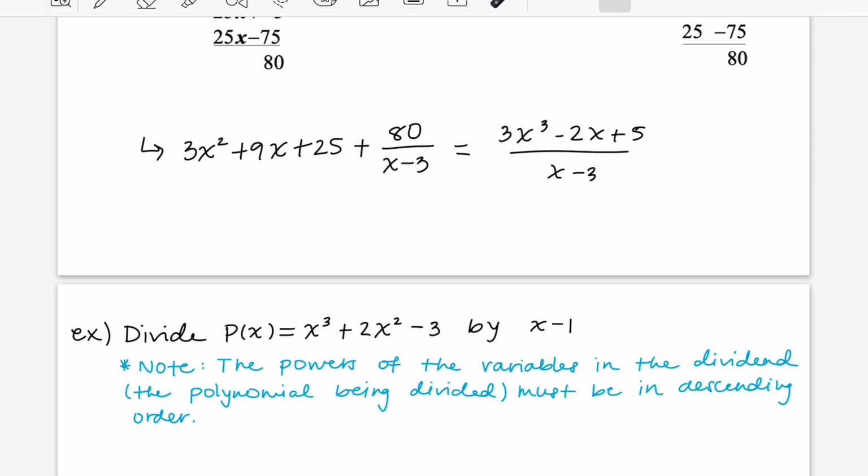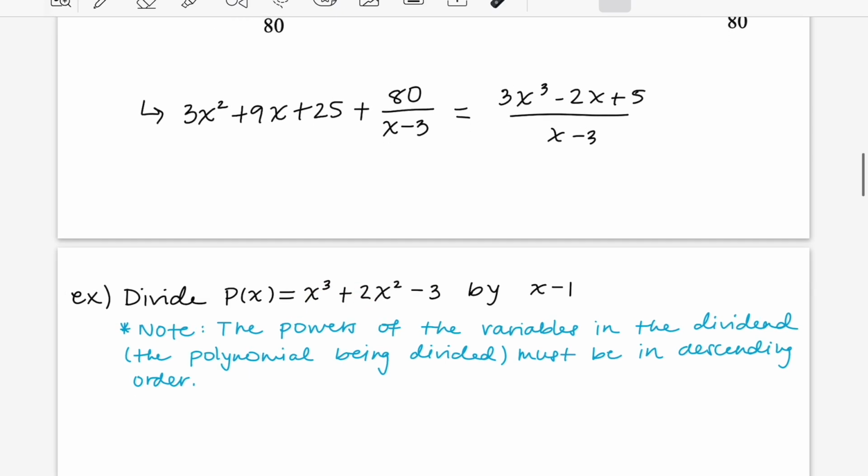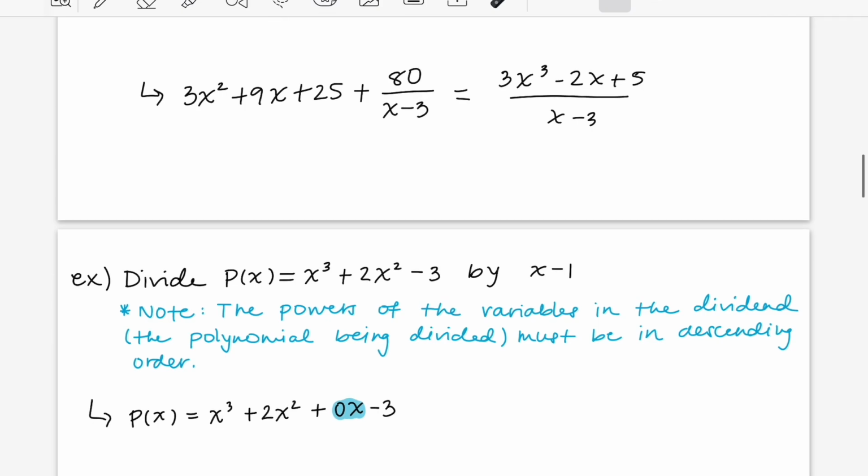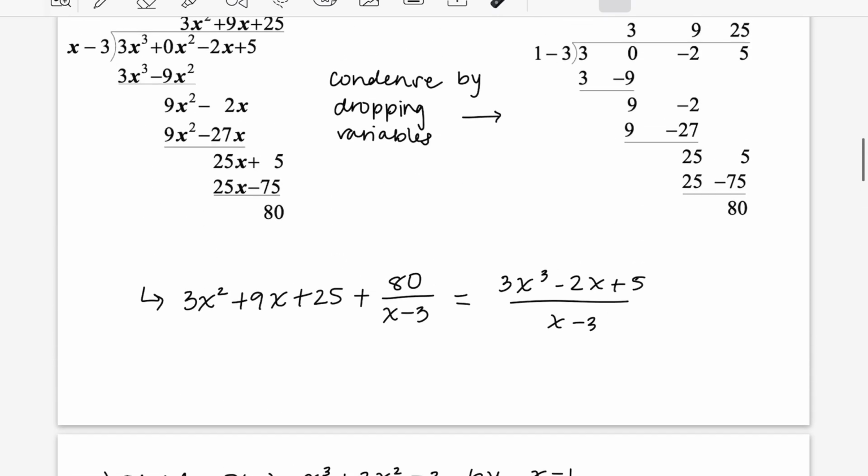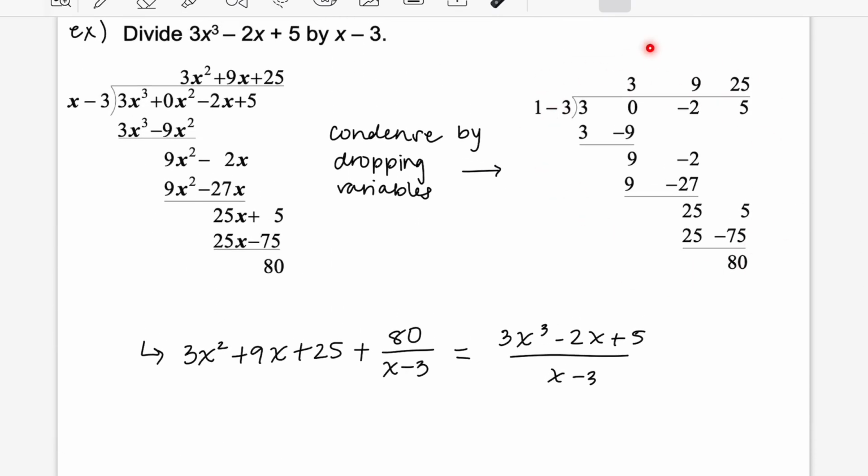The powers of the variables in our dividend, the polynomial that's being divided, must be written in descending order. So we'll rewrite p of x as the following: x cubed plus 2x squared plus 0x minus 3. We have this plus 0x to represent the variables in descending order. And we'll perform synthetic division using this condensed version here.